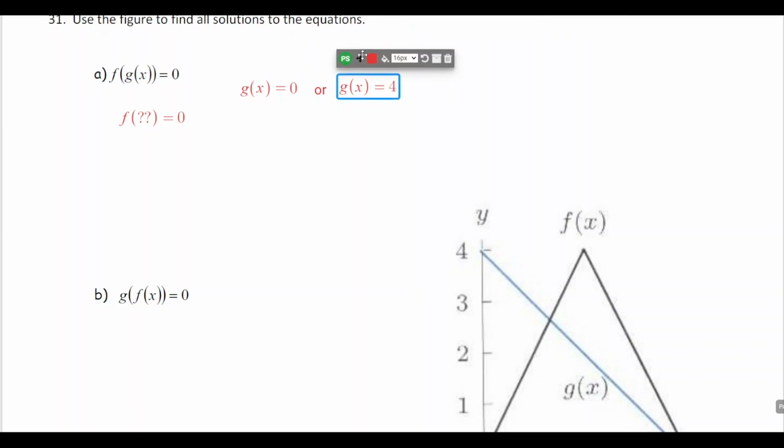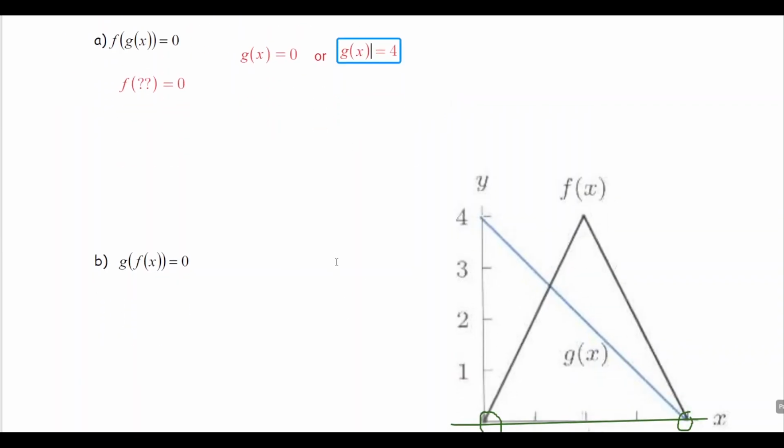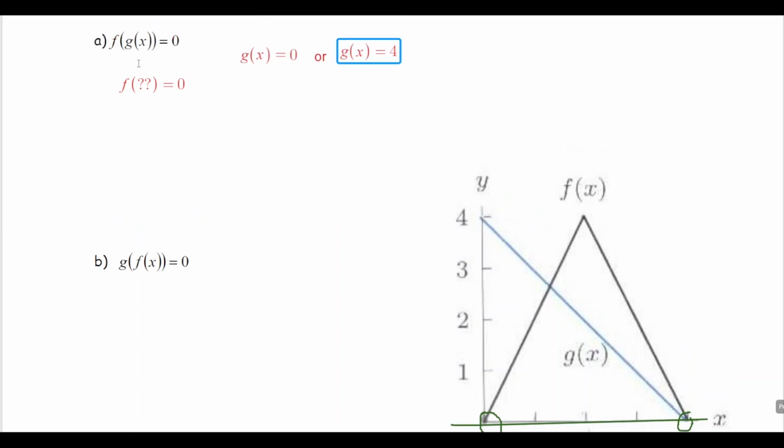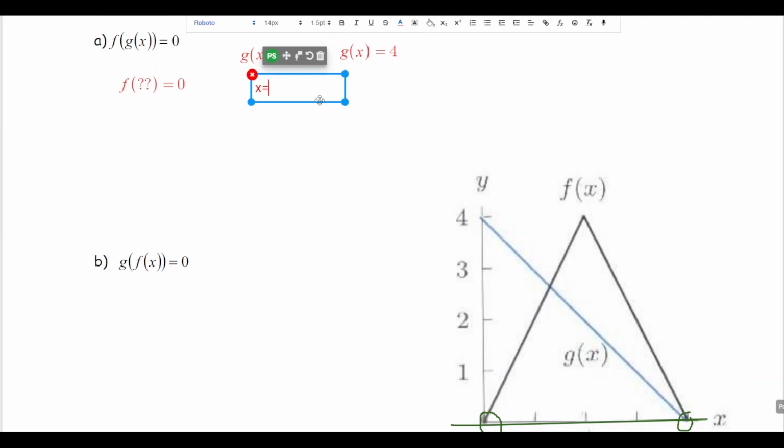All right, so now we're going to look at the g function and figure out what x values make g 0 and what x values make g 4. The x value that makes g 0 is 4, and the x value that makes g 4 is 0. So these would be the 2 x values that make f of g of x 0.